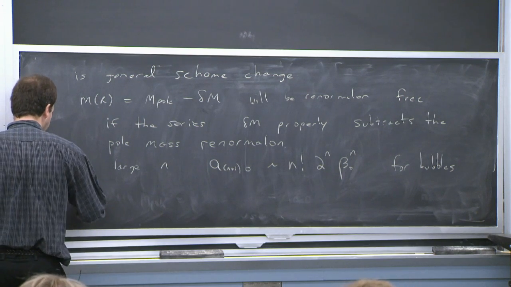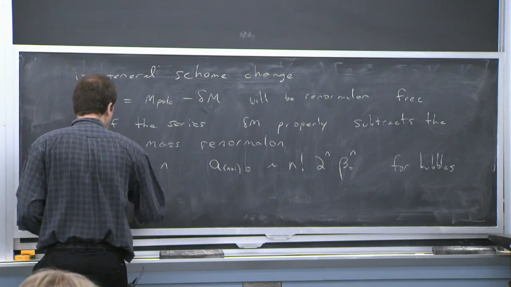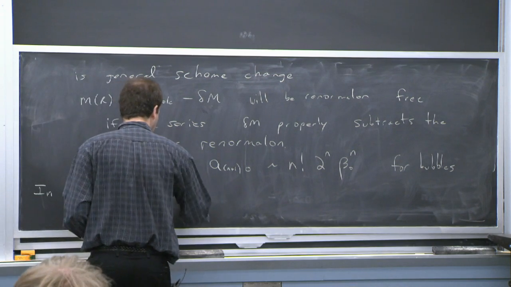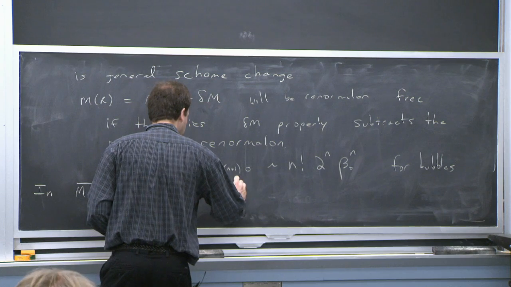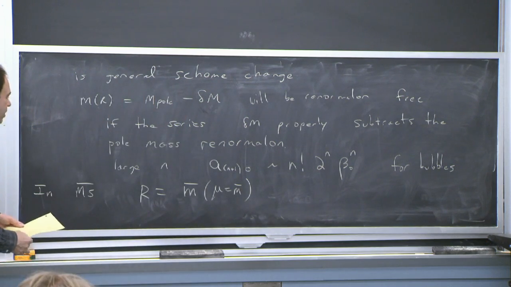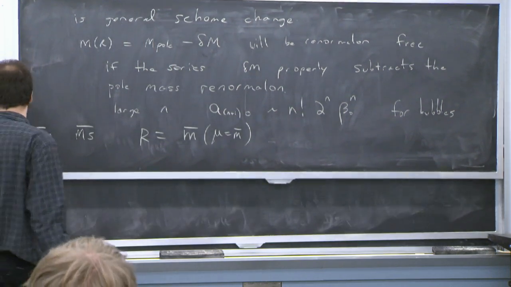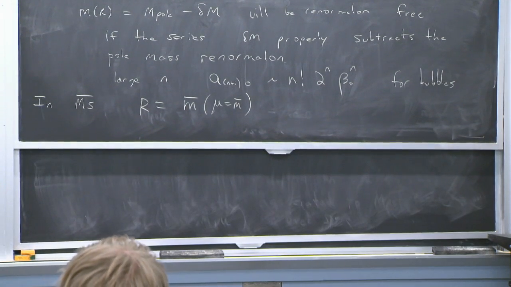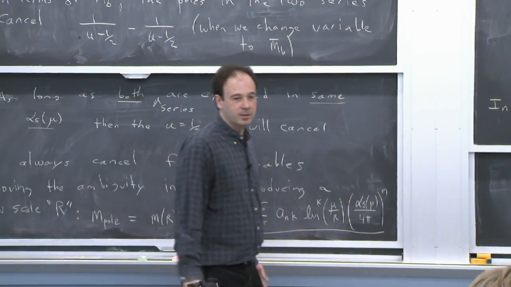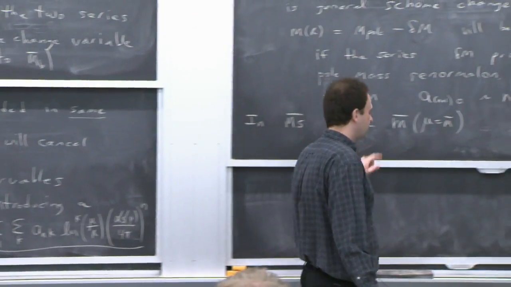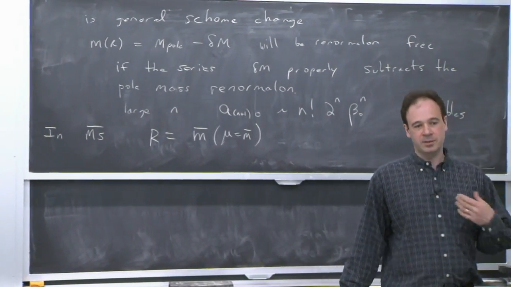Now in MS bar, which is what we did, this R scale is just the MS bar mass itself, which is a running quantity, but it's evaluated at M bar. So the formula that we get would have M pole equal to M bar plus M bar times a series in alpha. That was the conversion. So the scale R was fixed to be M bar.